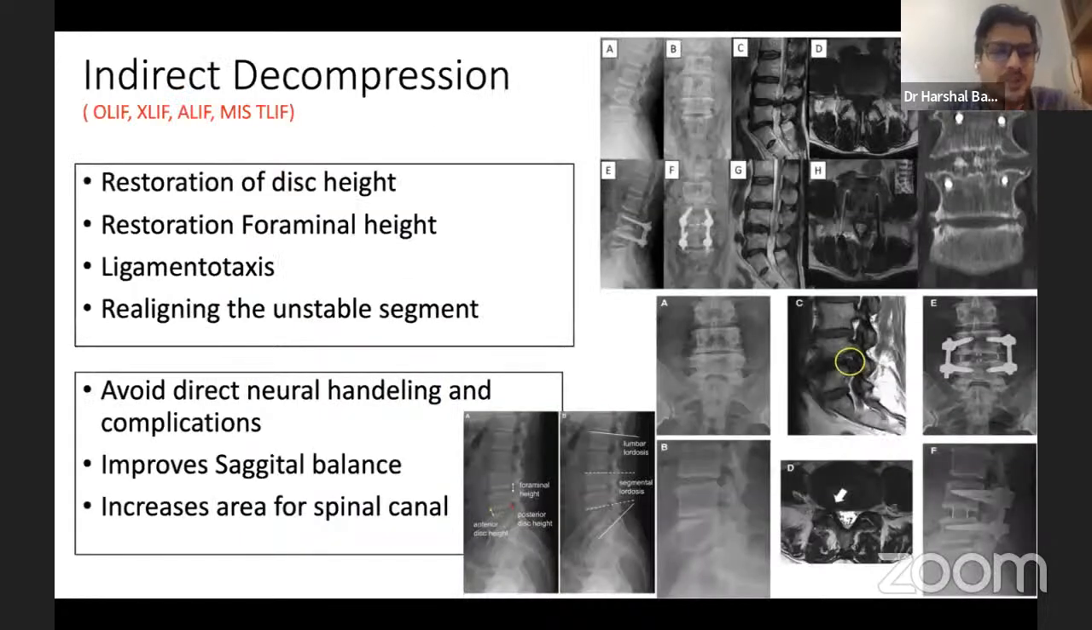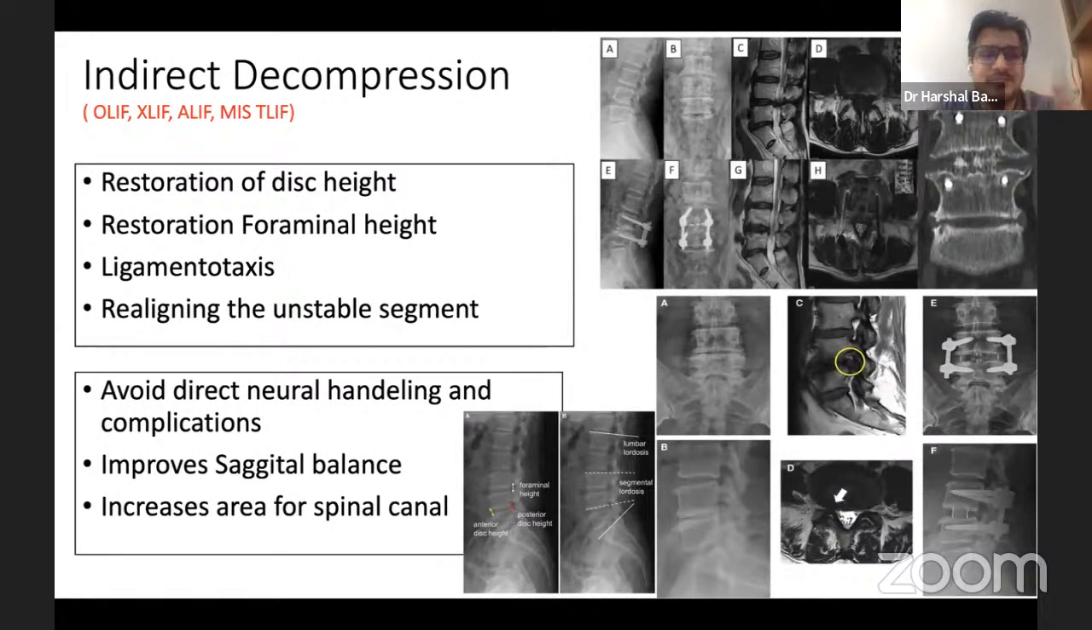What are the indirect decompressions? The principle remains restoration of disc height, restoration of foraminal height, a ligamentotaxis phenomenon, and realignment of unstable segments. There is a lot of literature available. These are not my cases; they're from the literature. What are the advantages of indirect decompression?